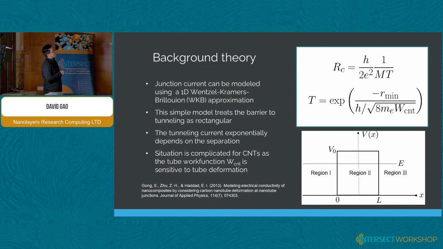Right. So all of this information, as I said, we want to condense into usable models, right? So I think most people here should be very familiar with the WKB approximation. There's a paper that tried to model junction current using this. So it's a very simple model. You just treat the barrier to tunneling as rectangular. You've got your region 1, 2, and 3. And it depends exponentially on the separation between the two things you're trying to tunnel to and from. So similar in a lot of ways to our microelectronics models that are included in all these nice codes. The situation for nanotubes is a little bit weirder because the work function is quite sensitive to the deformation of the tubes. And as you saw, some junctions deform the tubes quite a lot as well.